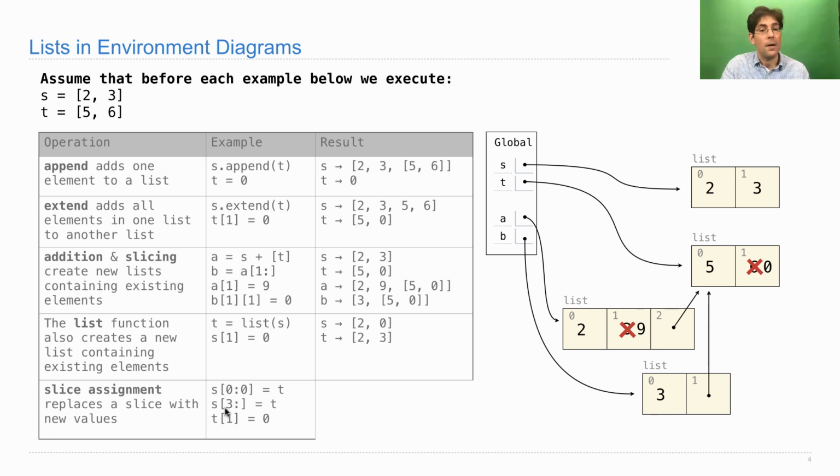Now this says, with 5, 6, 2, 3, replace index 3 onward. 5, 6, 2, 3's element at index 3 would be the 3. We're replacing everything from there onward with the contents of T, which again is 5, 6. And so the result is 5, 6, 2, 5, 6. Changing T after performing this slice assignment will not change S because we've copied the contents from T into S. Okay, now we know the rules. Let's look at some examples from past exams.